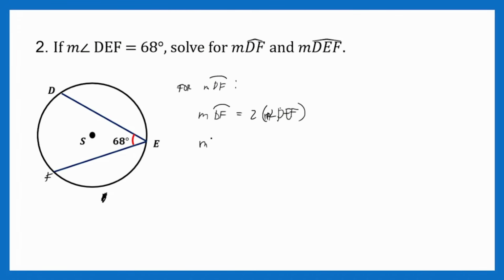So, yung measure of arc DF is equal to 2 times this one, 68. Di ba? Ang measurement ng angle DEF is 68, so kaya sinubstitute natin. So, the measure of arc DF is equal to 2 times 68, that is what? 136 degrees. Okay? So, therefore, 136 degrees yung measurement niya.